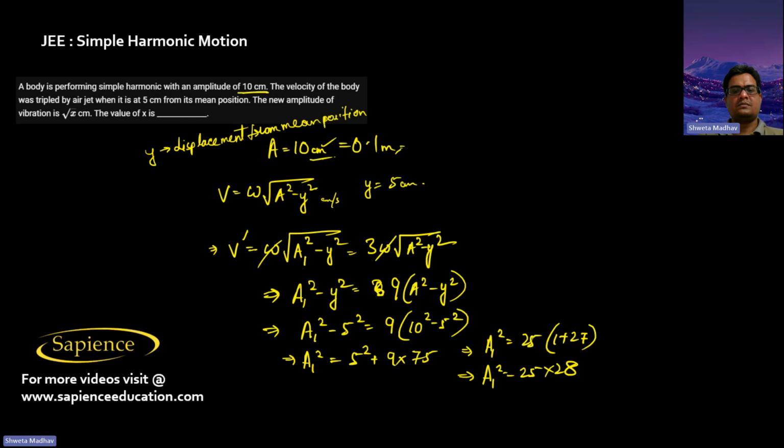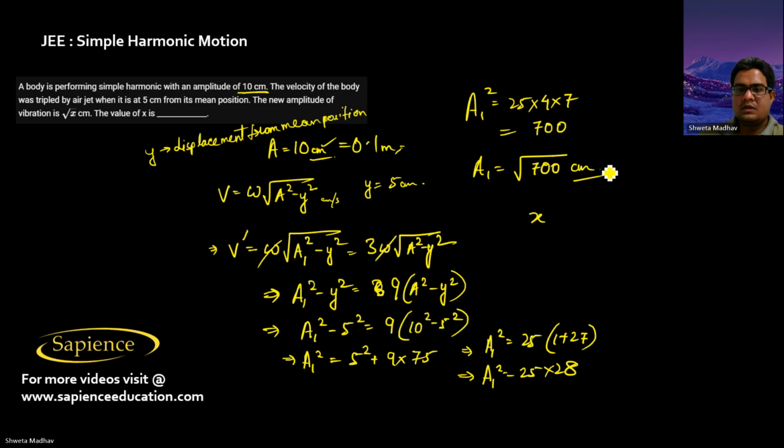So yeah, this will be A1 square is 25 into 28. So you can say it is 25 into 4, 7s are 28, 25 4s are 100, so 100 into 7, that is 700. So A1 will be root over 700 centimeters. So the new amplitude will be root of 700 centimeters. So this is told this is root x. So x will be 700. Well, the value of x is 700.